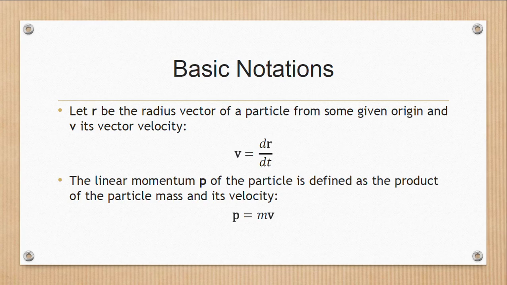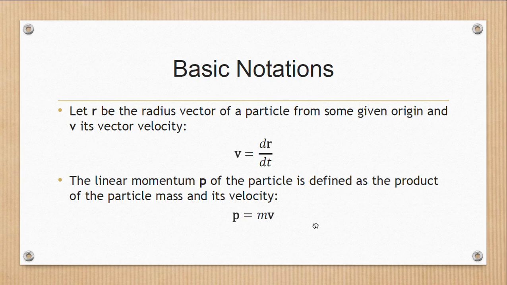For classical mechanics, there are some basic notations which we will use. Let r be the radius vector of a particle from some given origin, and v is its velocity vector. r and v both are bold-faced. Bold-faced letters denote vector quantities. We can put an arrow on the head of the letters or we can bold them. In this video, I have bolded all the letters which are in vector form.